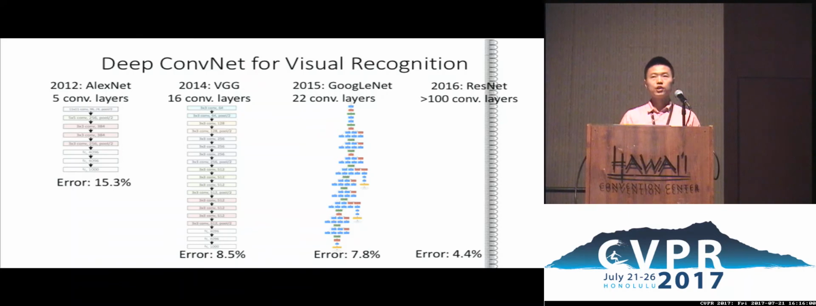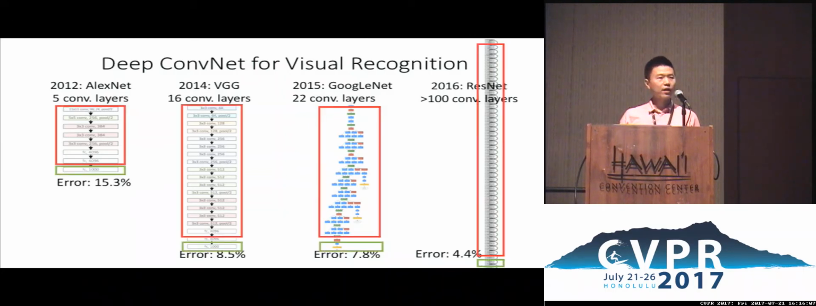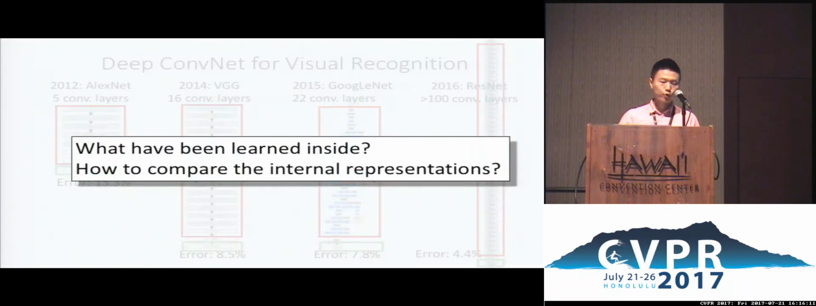But as you know, deep learning is representation learning. The final performance is just one part of the story. The other half of the story is the internal representations. Here are the two central questions we are interested in: what has been learned inside those different architectures, and given those different architectures, how do we compare the internal representations?